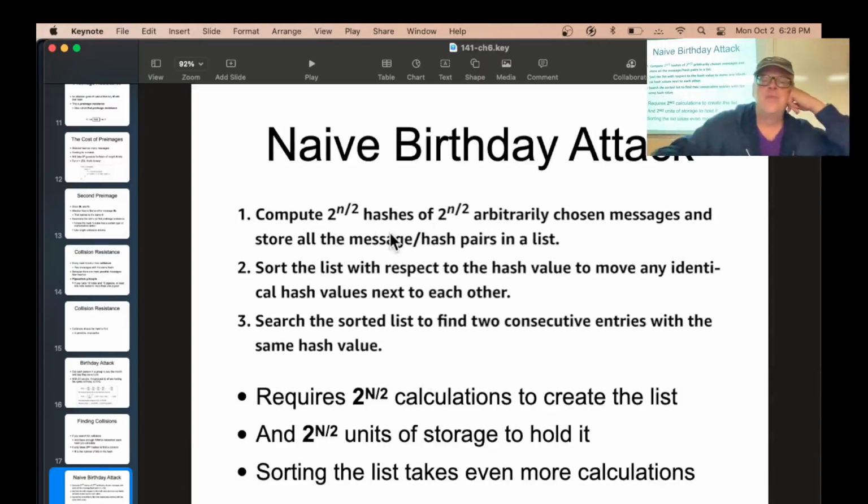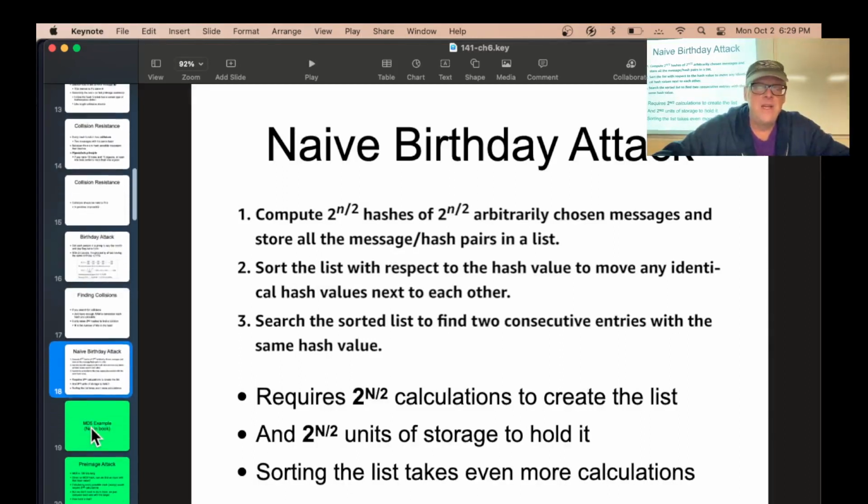All right, so this is the naive birthday attack. Compute 2 to the n over 2 hashes of any messages, then just sort them and find 2 consecutive entries with the same value. So if you can do 2 to the n over 2 calculations and you have 2 to the n over 2 units of storage, then you can do this.